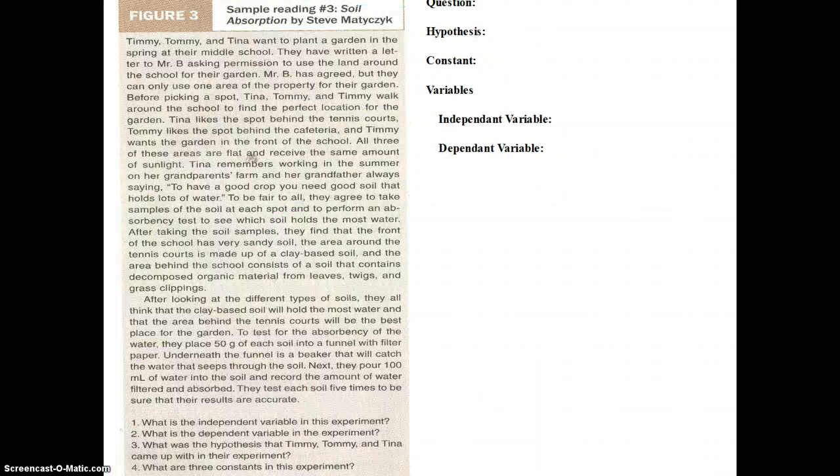Lastly, one for you. Tim, Tommy, and Tina wanted to play in the garden. And at this point, I think what you should do is pause this, take a look at it, read it over, see if you can identify the question, the hypothesis, 3 constants, the independent and the dependent variable. Good luck, and I will see you next class.